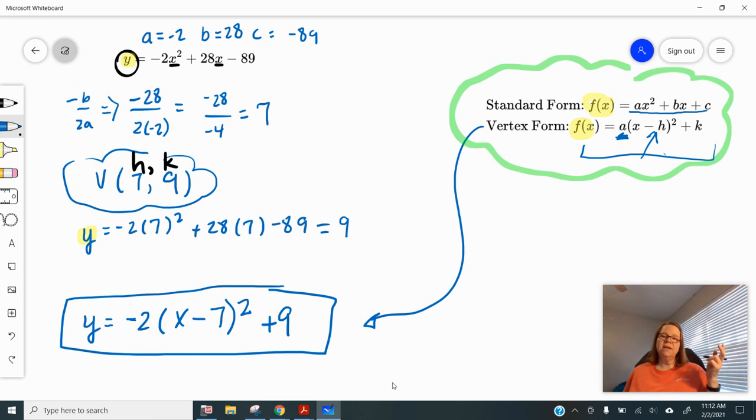And you've converted it. And notice that standard form has -2, 28, and -89. And the vertex form has -2 and -7 and +9. So the only thing that stays the same is the a value. Most of the time, the rest of the numbers are going to be totally different. And there's not any pattern beyond use that -b over 2a.